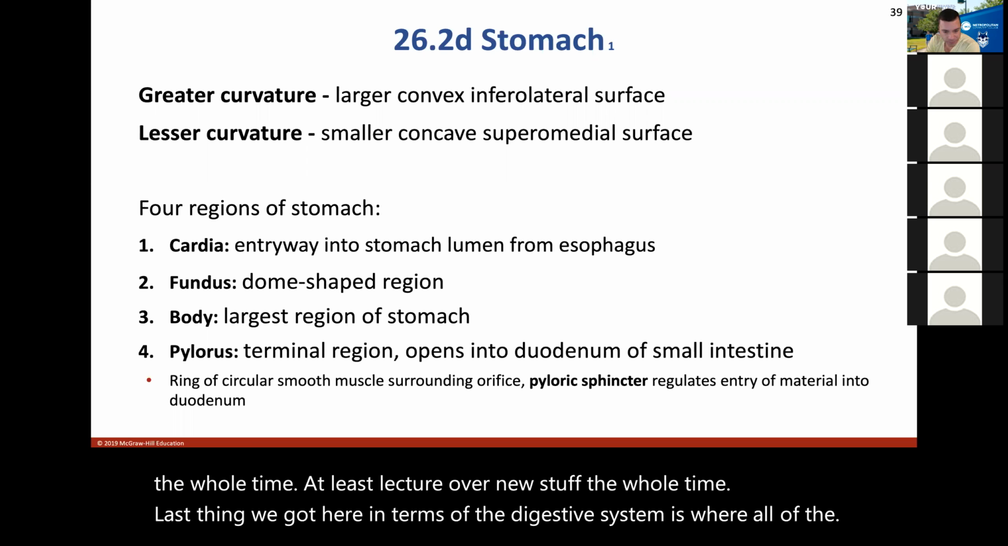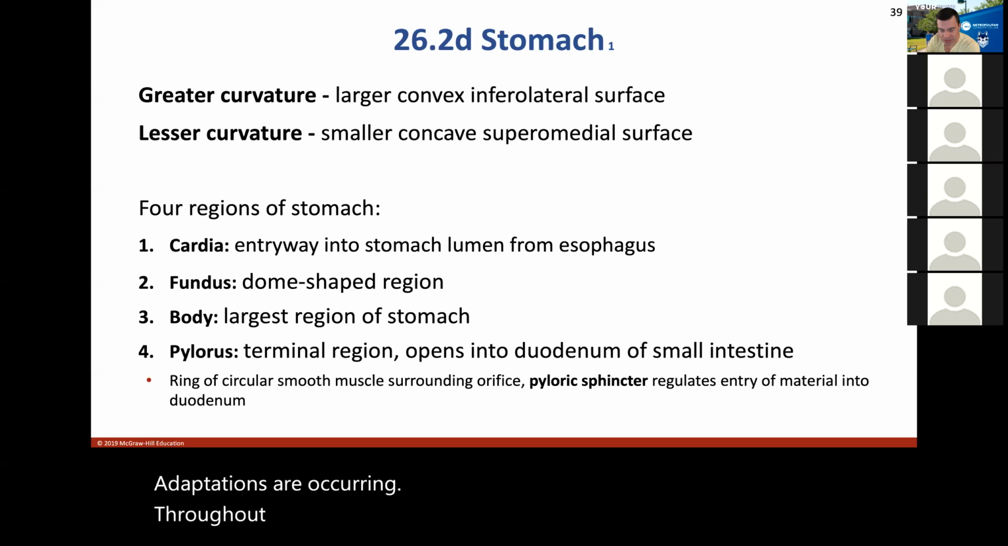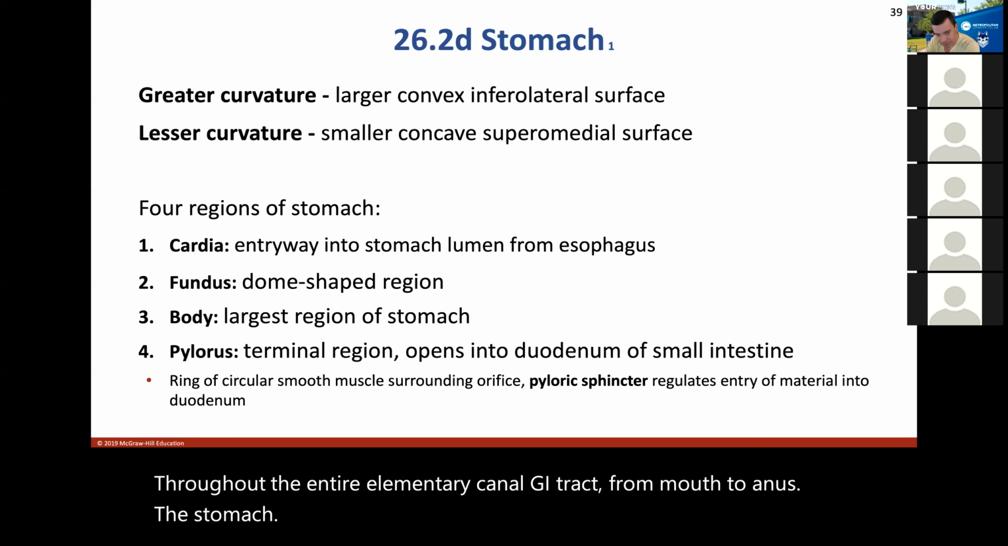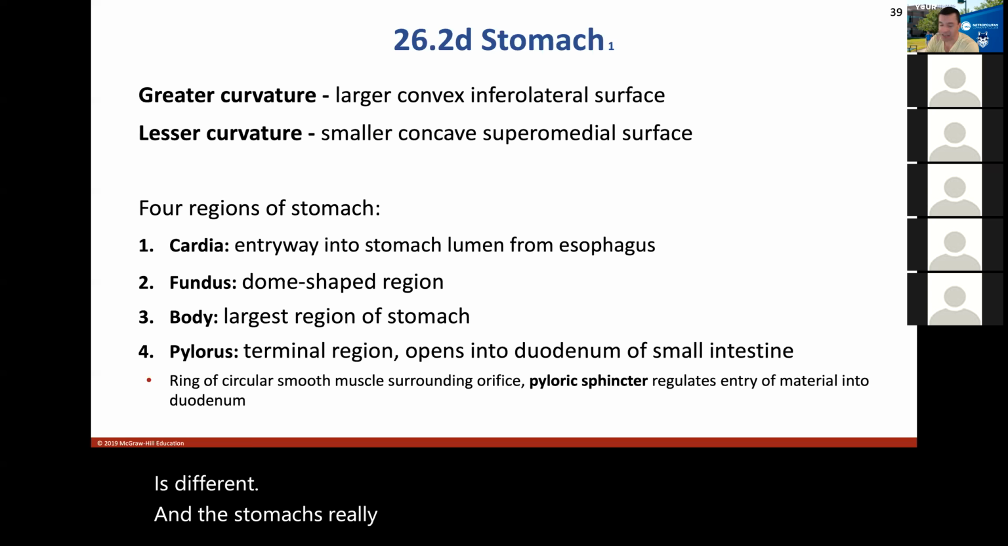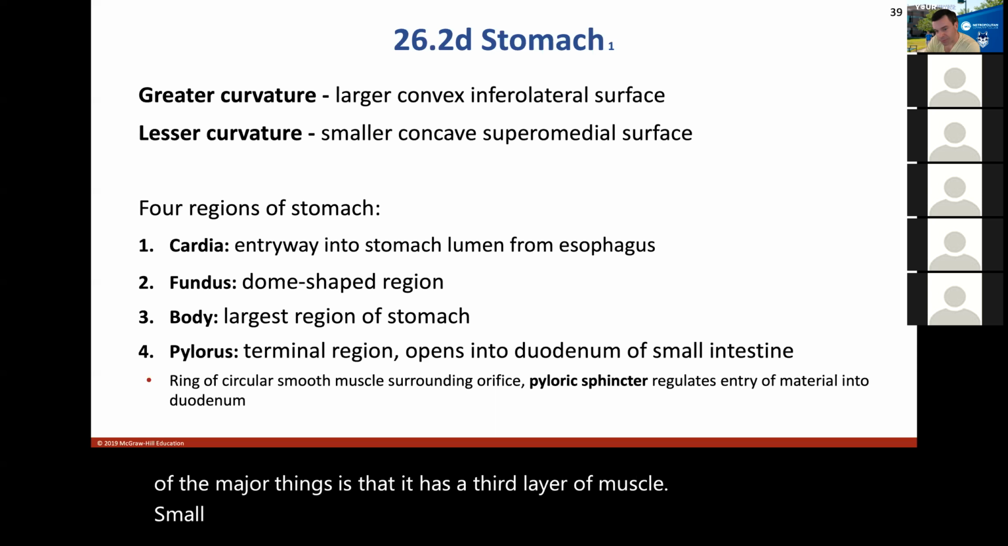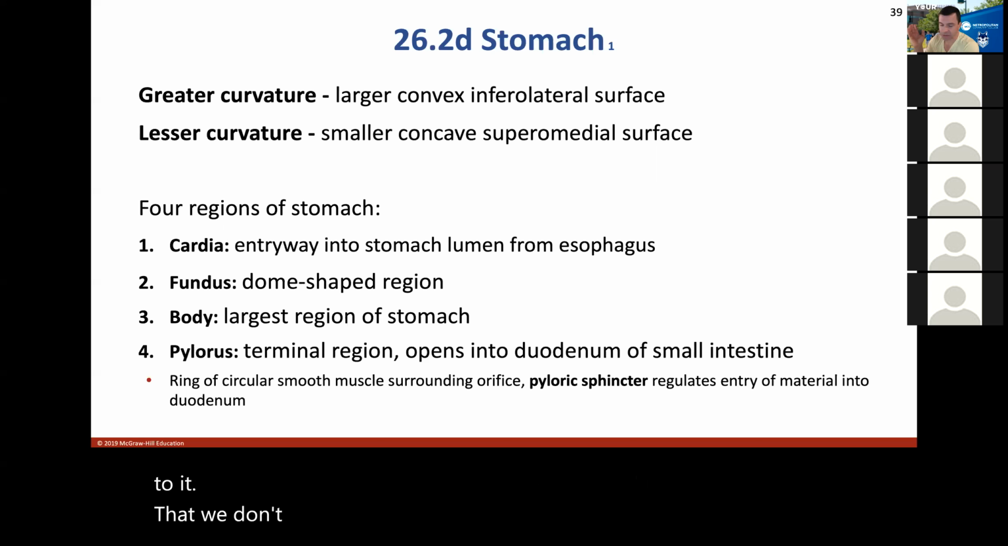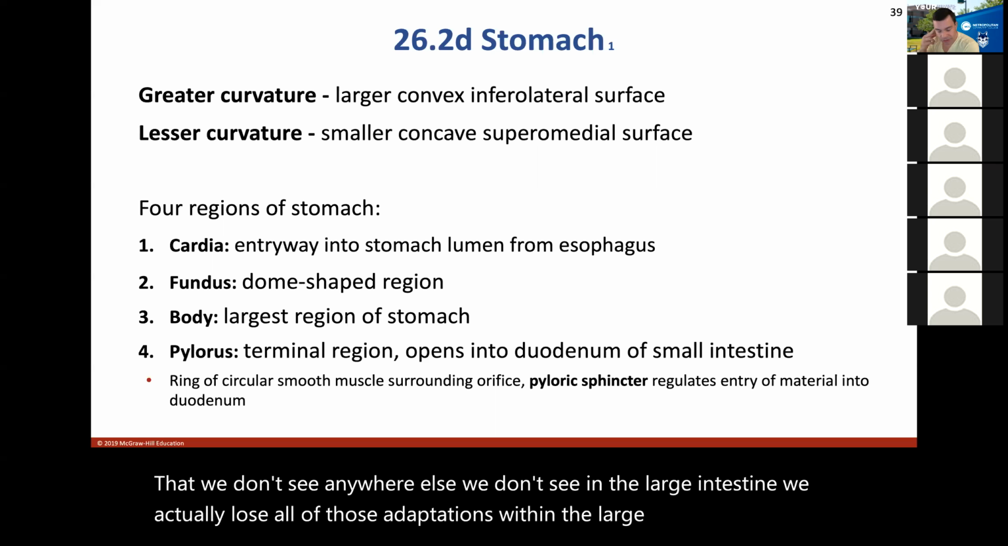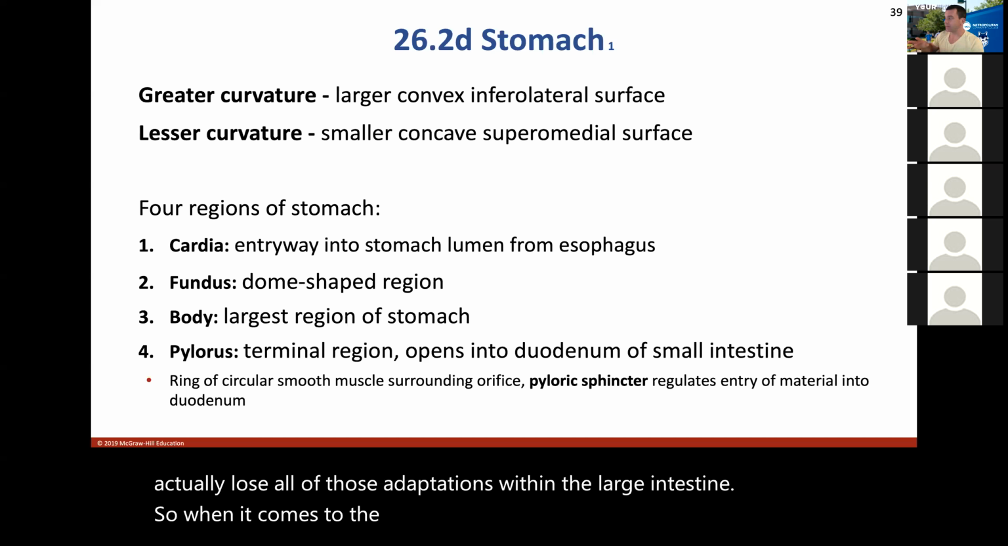adaptations are occurring. Throughout the entire alimentary canal, the GI tract, from mouth to anus, the stomach is different. And the stomach's really different because of a handful of things. But one of the major things is that it has a third layer of muscle. The small intestine is unique and different because it has a lot of adaptations that we don't see anywhere else. We don't see them in the large intestine. We actually lose all of those adaptations within the large intestine. So when it comes to the last couple remaining things here, these two are different because of what they do.